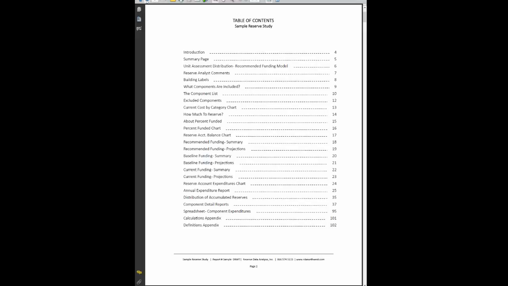And so you usually have about 3 pages that you can refer to go to specific page numbers, to find things like the recommended funding summary, or the recommended funding projections, or the annual expenditure report, as well as a summary page here. It's going to have a summary of the whole report. So the table of contents is very helpful, and it makes it easier to navigate through the reserve study, which can be quite lengthy. This sample one isn't even that long of a one. It's 102 pages, it looks like here.